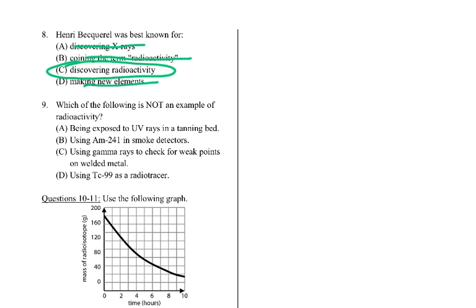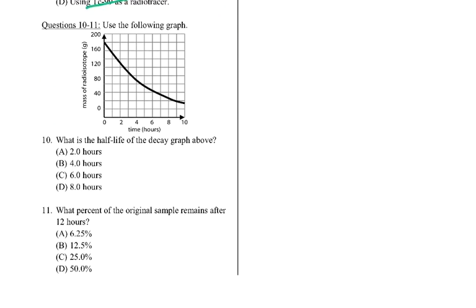Which of the following is not an example of radioactivity? Okay, being exposed to UV rays. Okay, that is not. Now that is radiation. That's the same thing that radiates out, but that is not radioactivity. Using americium-241, yes, it keeps things ionized in a smoke detector. Using gamma rays to check for weak points in a welding, yes, that's radioactivity. And using technetium as a radio tracer, like they did with Mr. Papadakis to check his circulation. Okay, so those are all fine. So it's answer A. UV is not radioactivity, but it is radiation.